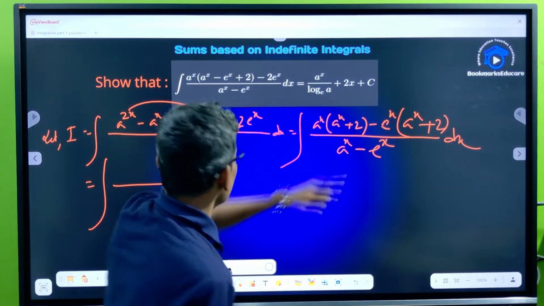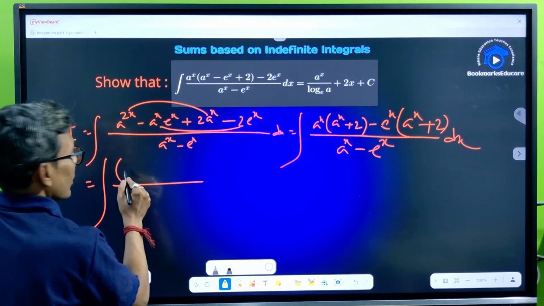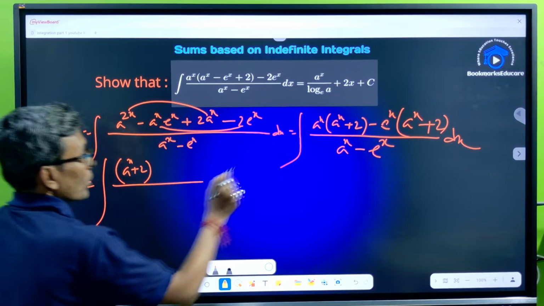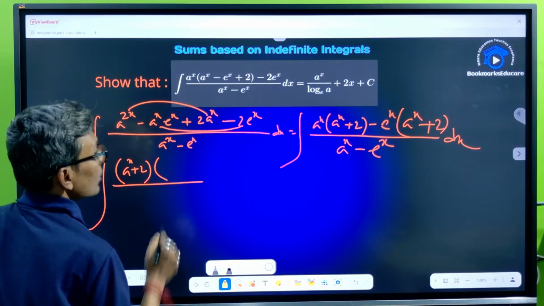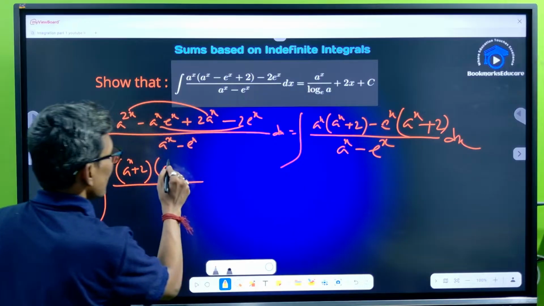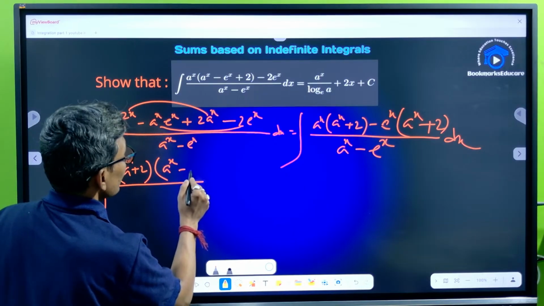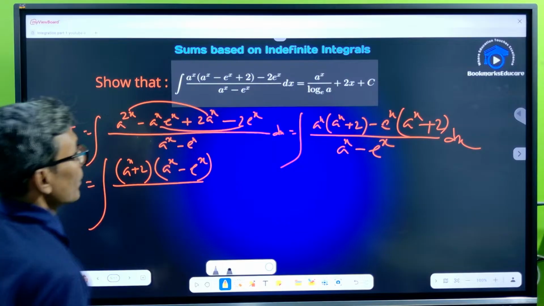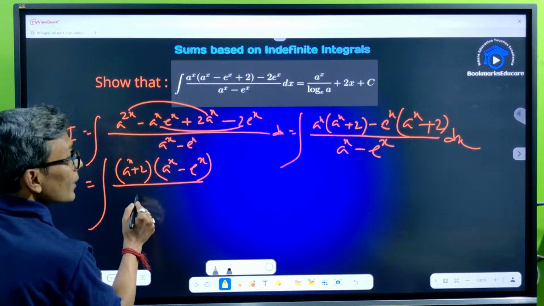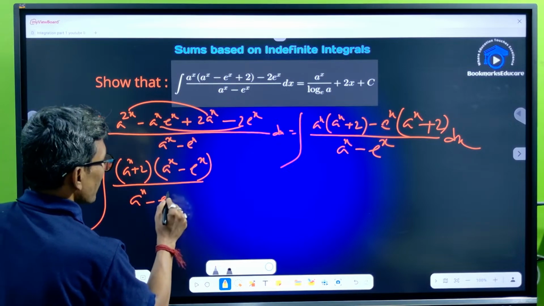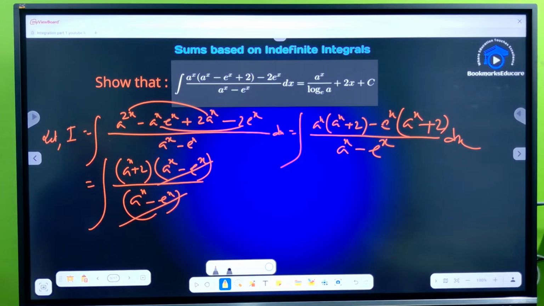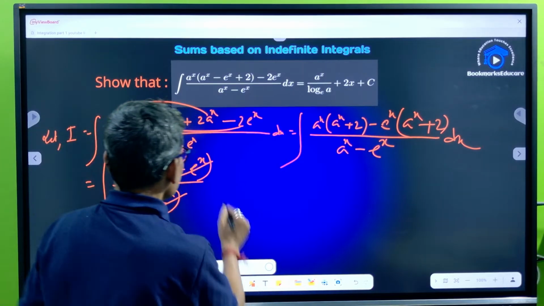So a to the power x plus 2, taking common from the expression, the result is like this: minus e to the power x, a to the power x minus e to the power x by a to the power x minus e to the power x. These two algebraic expressions will be cancelled out.